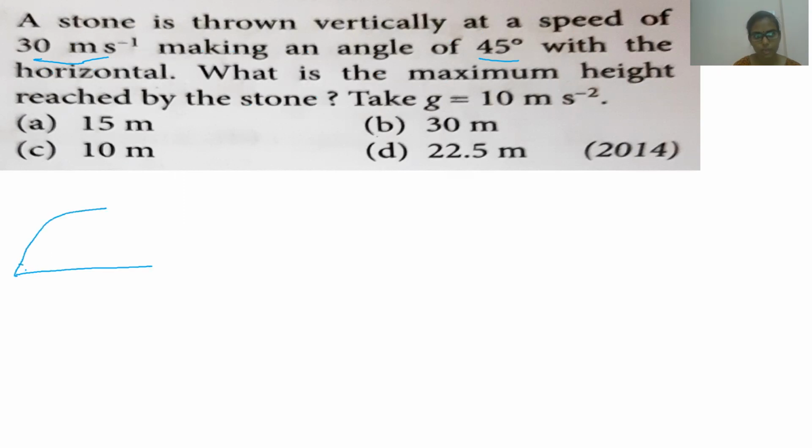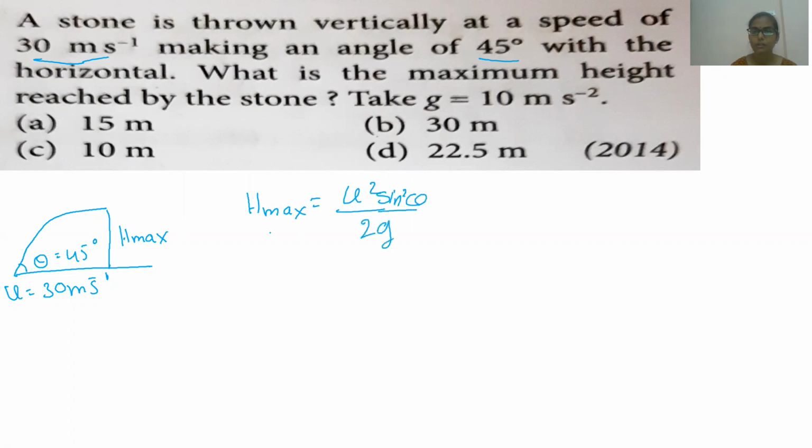They have given the angle theta equals 45 degrees. They threw an object with an initial velocity of 30 meters per second. Clear, children? What is the given data? Initial velocity and theta are given. You need to find the maximum height, h maximum, reached by the body. The formula of h maximum is u square sine square theta divided by 2 into g. This is the formula of maximum height reached by the body in case of projectile motion.